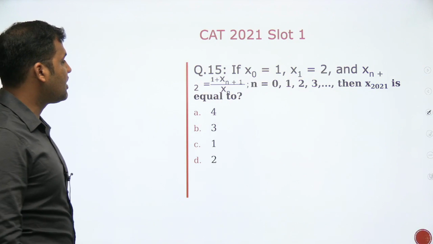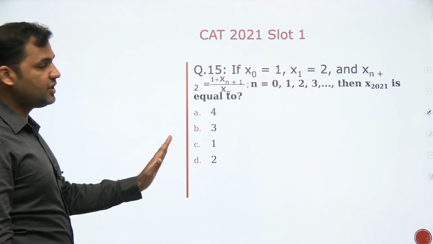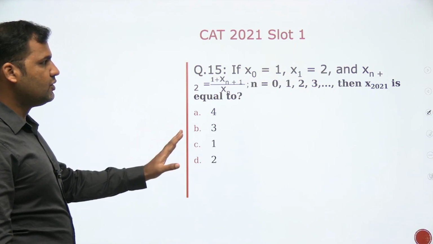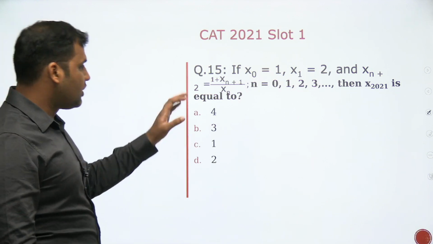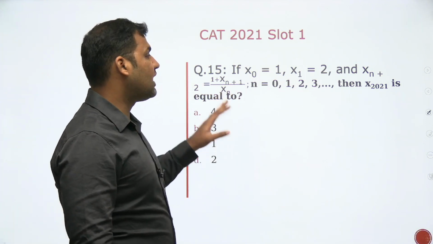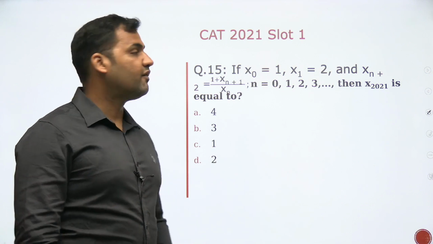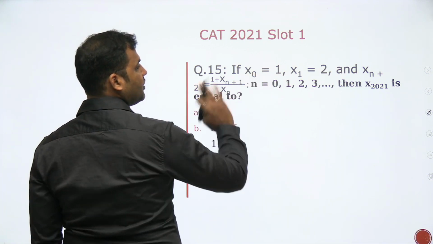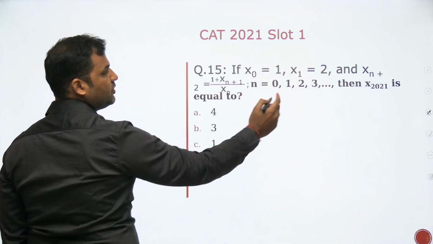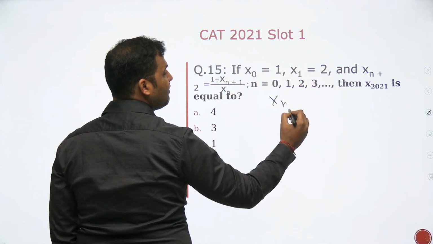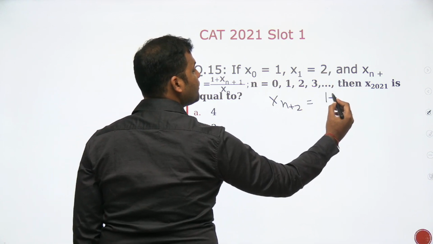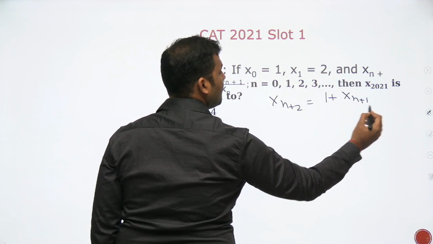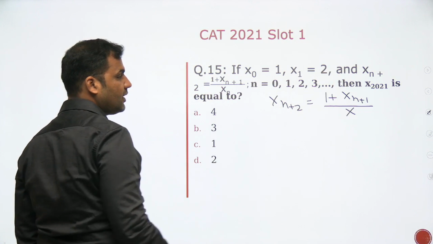Again a question based on number system, guys. Very simple, very easy to do. It looked like an algebra question, but this is actually a question of cyclicity from the number system topic, guys. The question says x0 is 1, x1 is 2, and x(n+2) is given as (1 plus x(n+1)) divided by xn.